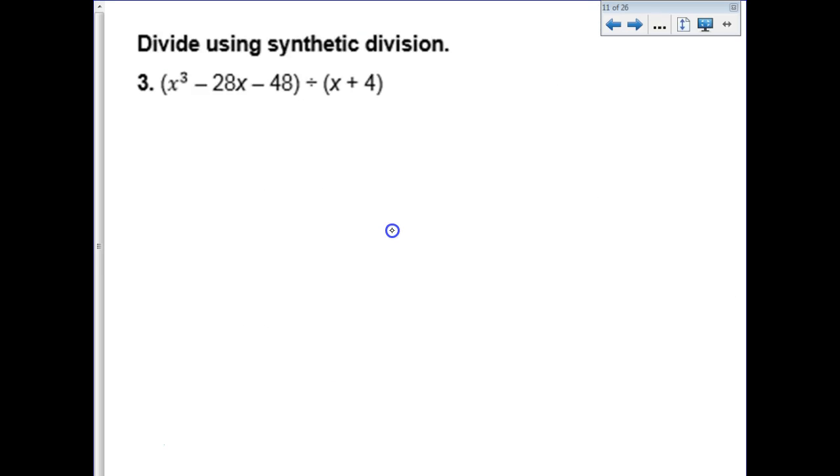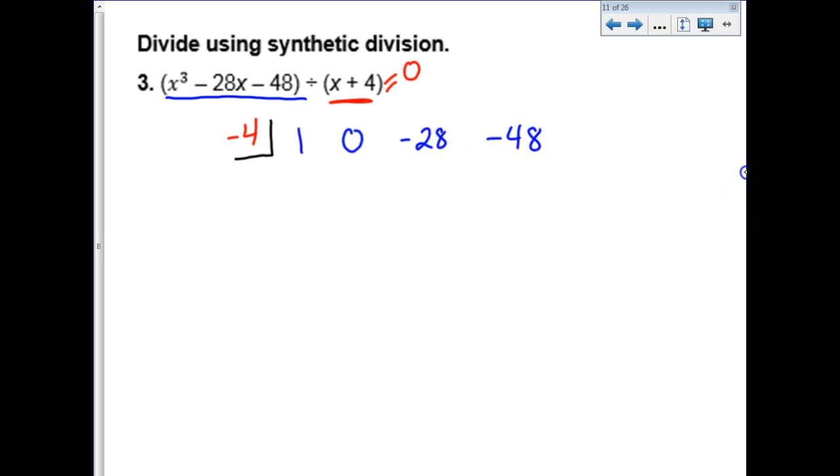Is this one on your notes somewhere? All right, let's do this one together. So you set it up by doing this little half box thing. What goes in the half box is the solution to your divisor. So the solution to this divisor would be -4. And you're going to set up your coefficients in standard form order, but be careful, you are missing a term here. So it's 1x to the third. There are no x squareds. There's a -28x and a -48 for the constant.